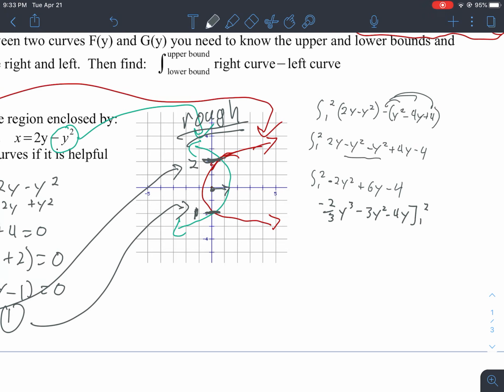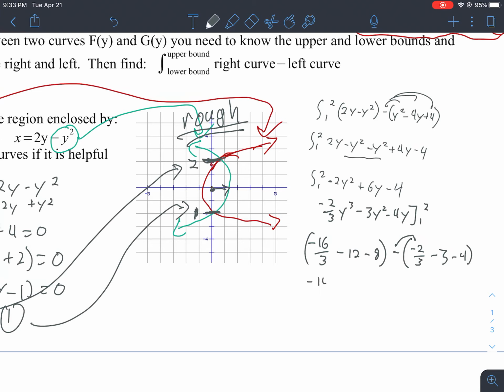And we'll happily plug in, actually we won't. Plugging in 1 and 2 sounds kind of like a bear. We'll do it, but not happily. 2 to the third is 8, times 2 is negative 16. Minus 2 squared is 4, times 3 is 12. Minus 4 times 2 is 8. Why didn't they make this one 0? Stuart. 1 to the third is 1, times negative 2/3 is negative 2/3. Minus 1 squared is 1 times 3 is 3, minus 4. So negative 16/3 minus a negative, that's plus.